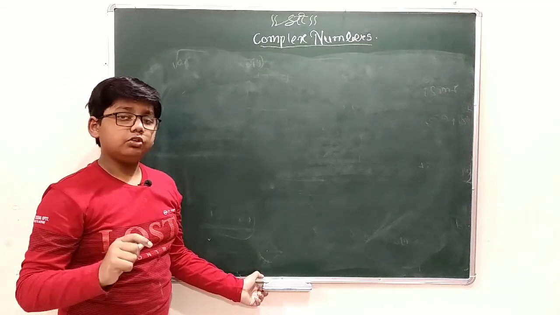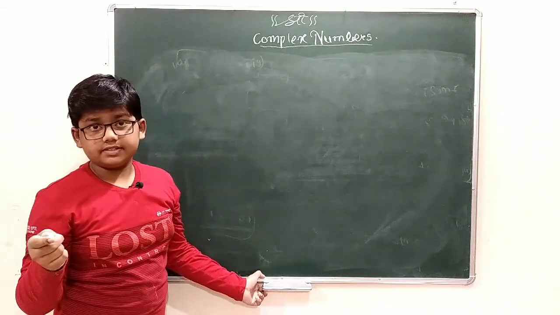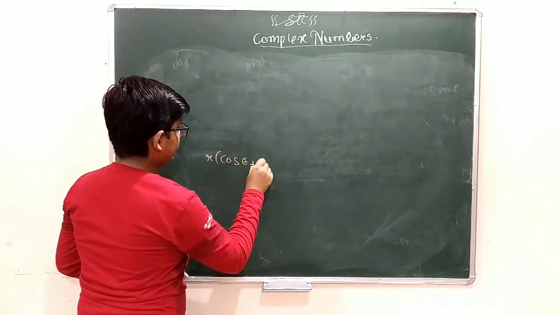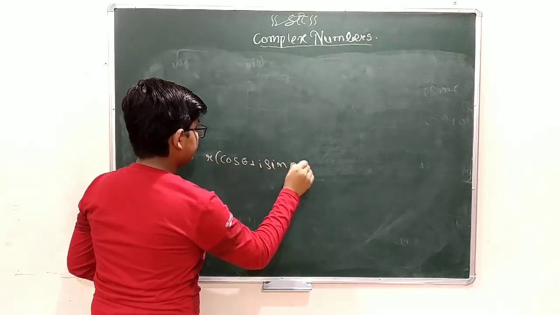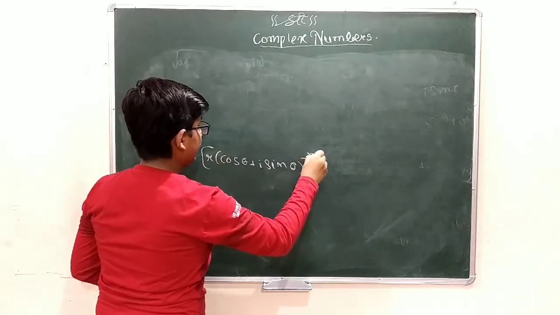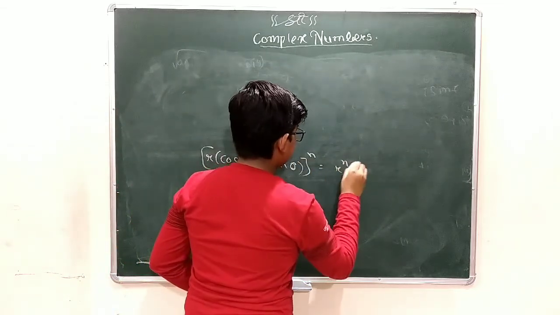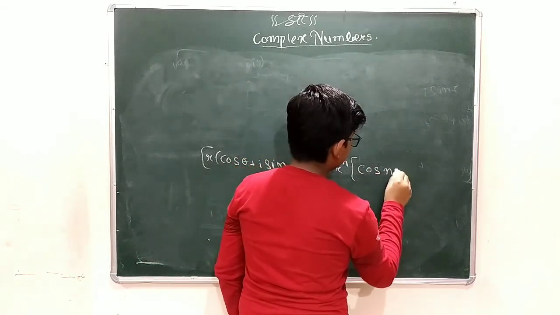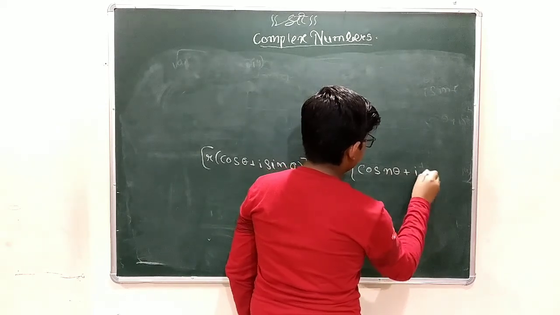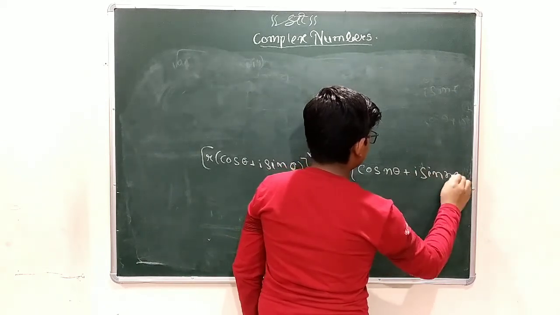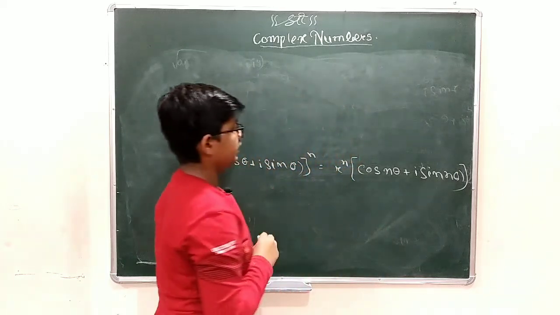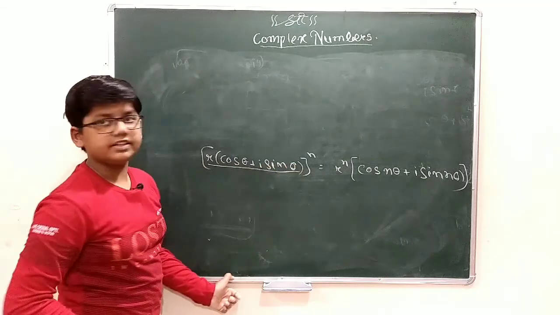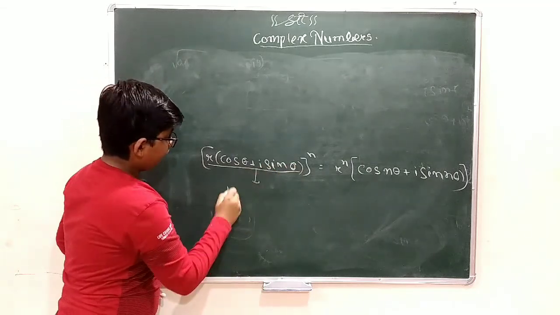But how? We know that a plus ib is equal to r into cos theta plus I sin theta. So (r into cos theta plus I sin theta) whole to the power n is equal to r to the power n into cos n theta plus I sin n theta. This is known as de Moivre's theorem. Now what is r cos theta plus I sin theta? It is just polar form.